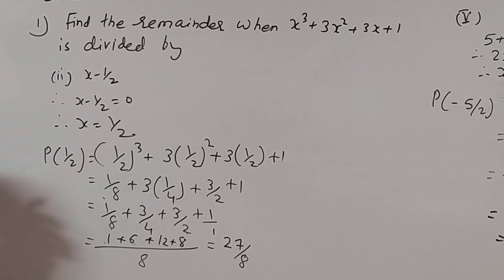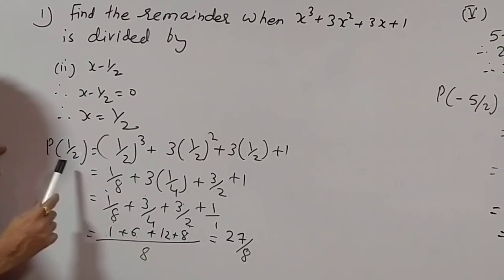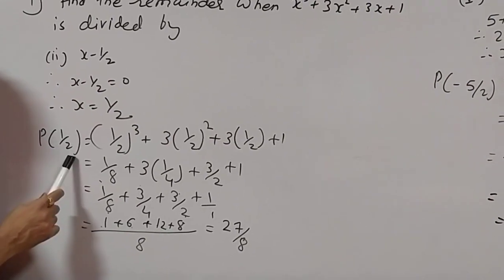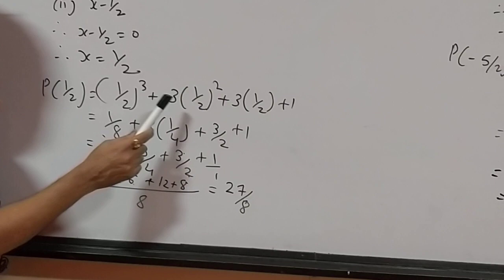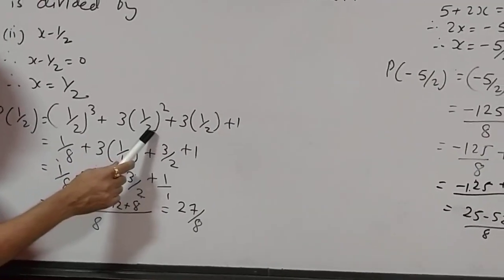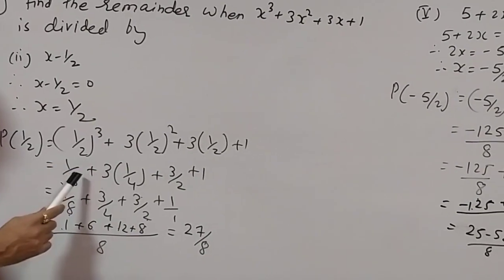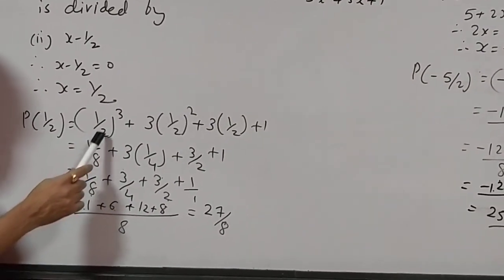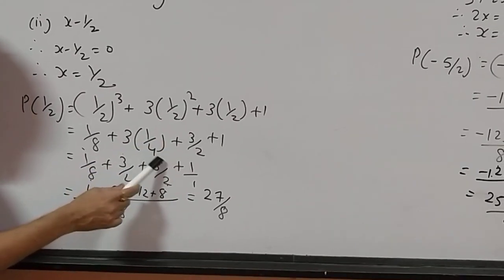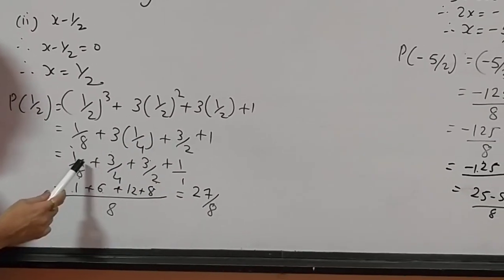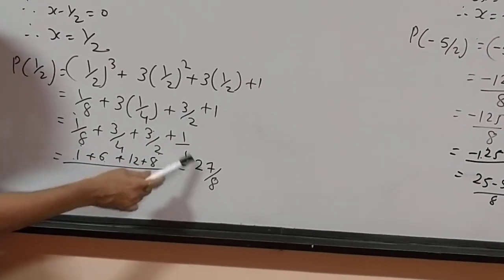X minus 1 by 2, divide by x minus 1 by 2, then x is equal to 1 by 2. And in place of x, write 1 by 2. So here x cube means 1 by 2 cube. Then 3x square is 3 into 1 by 2 square, plus 3 into 1 by 2, plus 1. 1 by 2 cube: 1 cube is 1, 2 cube is 8. 1 square is 1, 2 square is 4. Then simplify. 3 into 1, 3 upon 4, 3 by 2 and 1 upon 1.